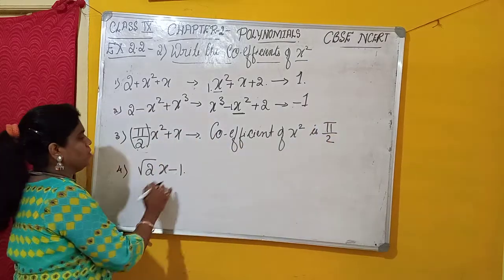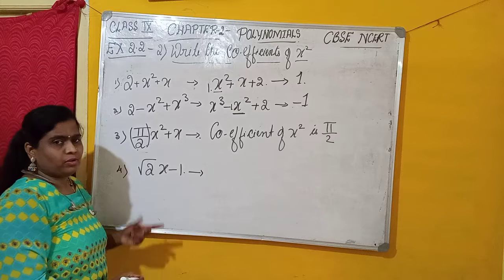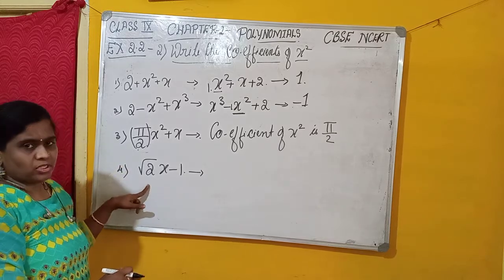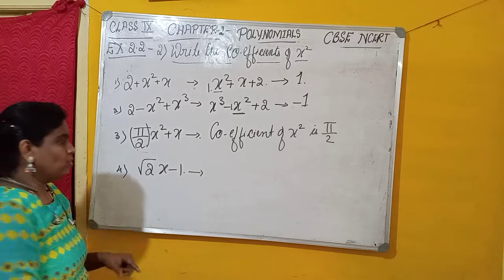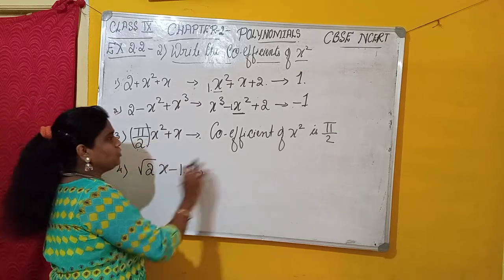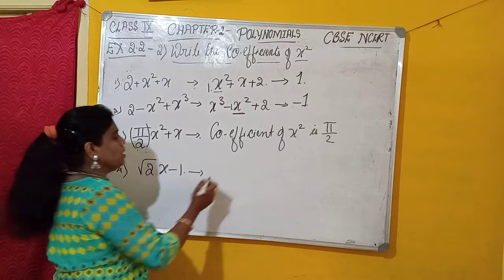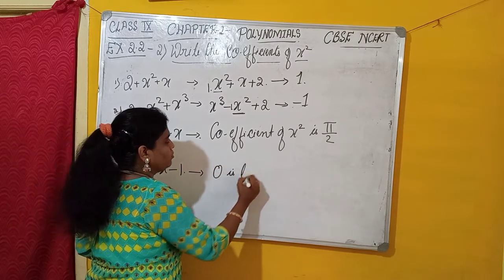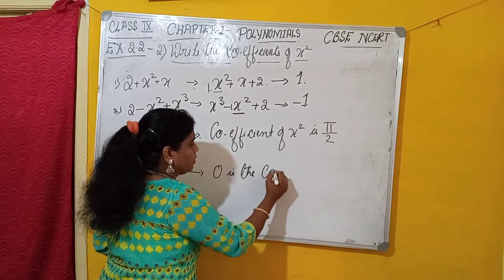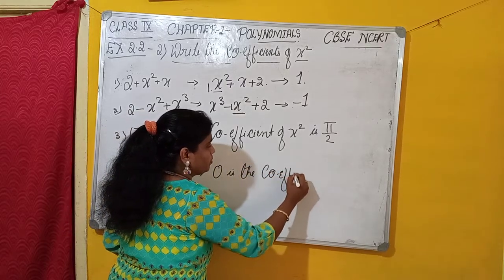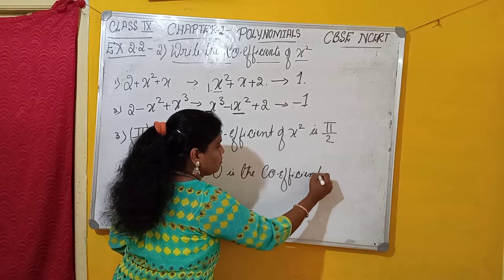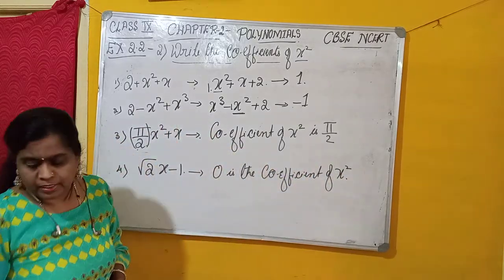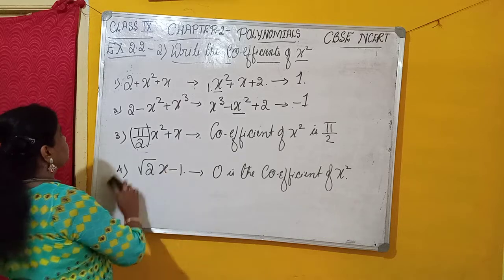In the last term, we have to check for the coefficient. First, we have to check for x square. Does this expression consist of x square? No. Therefore, the coefficient of x square in this is nothing, so we can write 0 as the coefficient of x square. Understood? Let us move on to the next one.